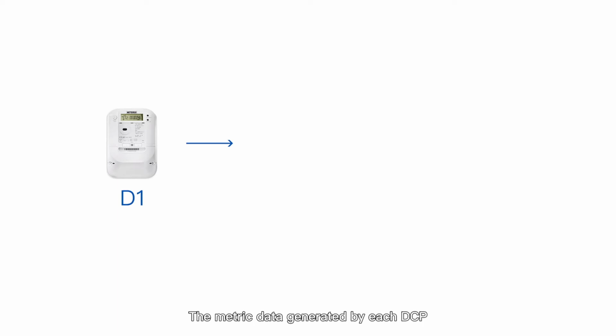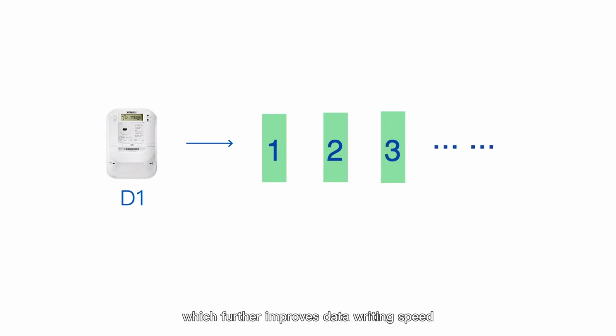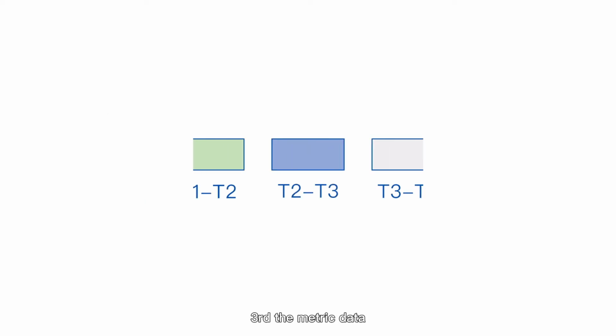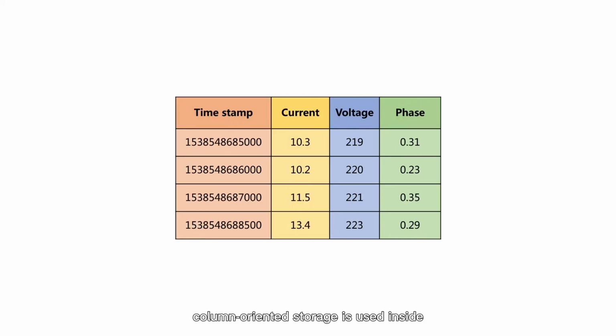Second, the metrics from each DCP are ordered by timestamp, so write operations can be implemented as appends, which further improves data write speed. Third, the metric data from each DCP is stored continuously, block by block. This improves read and query performance significantly because it greatly reduces random read operations when data for a period of time is queried. And finally, column-oriented storage is used inside the data blocks for a DCP, and different compression algorithms are used for different data types. Storing metrics in this way allows for a higher compression rate because measurements of the same indicator generally do not vary significantly over a time range.